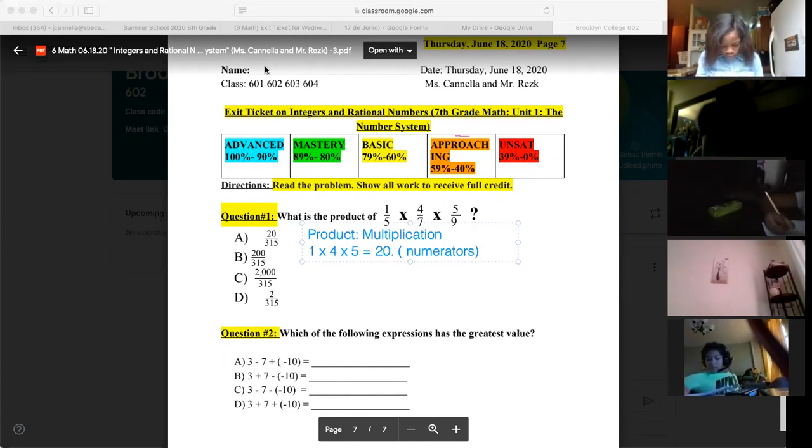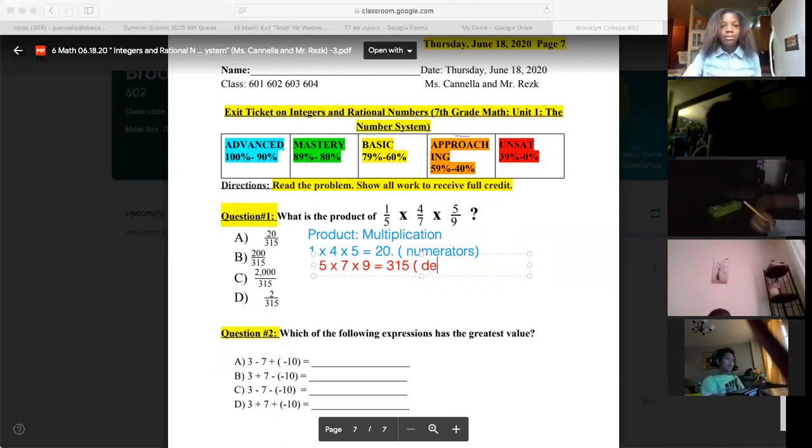Now, what are my denominators? Which are the bottom numbers of the fraction? 5, 7, and 9. Okay. So now we're going to multiply 5 times 7 times 9. When you multiply 5 times 7, Kira, what do you get? 35. What's 35 times 9? If you need help, look on the screen. It's 315.